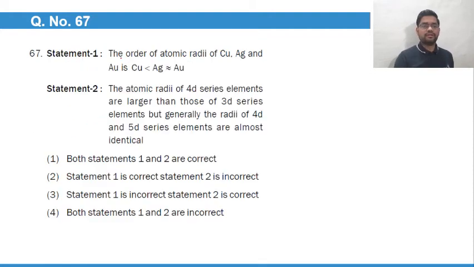Next, statement 1. The order of atomic radii of copper, silver and gold is this. Okay, that is true. It is because of what? The contraction that happens. The atomic radii of 4D series elements are larger than those of 3D series elements, but generally the radii of 4D and 5D series elements are almost identical. That is true. So this statement is also true.